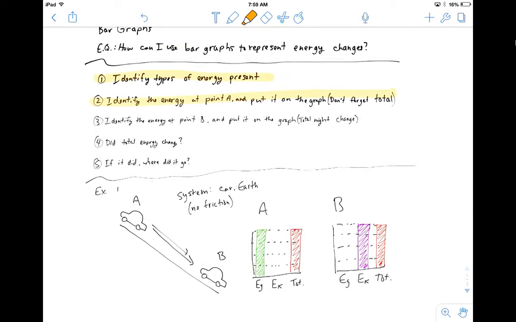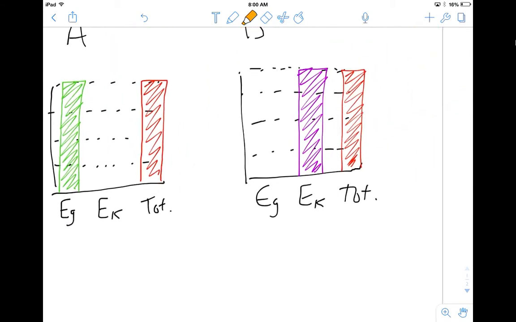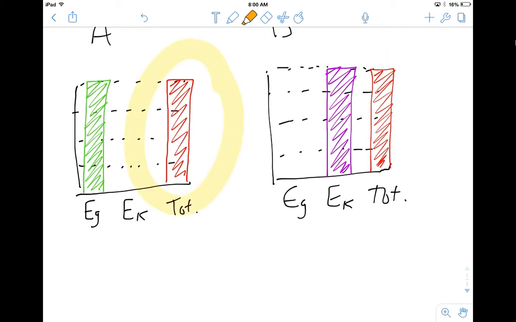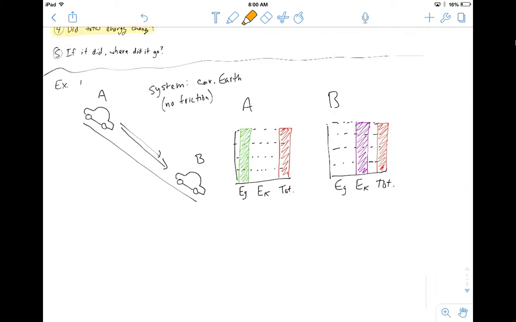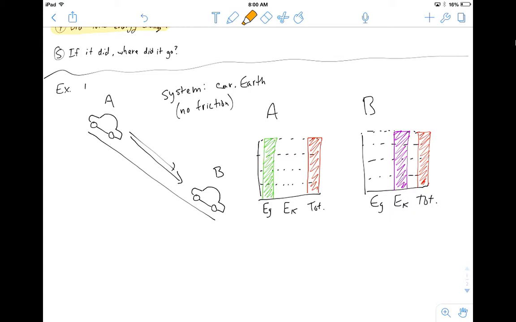And so when we go ask ourselves these questions now, which by the way, I did step 3, and now I want to do step 4. Did the total energy change? Well, the total energy looks the same at the beginning as at the end. So what that means to me is that the system did not gain any energy or lose any energy. It stayed the same. So I don't need to worry about where the energy went.